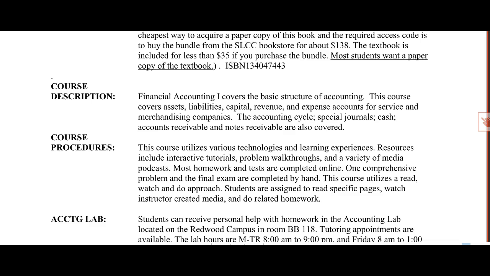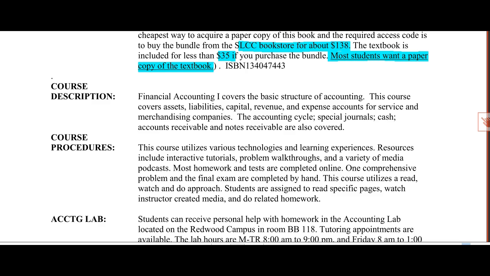Let me page down. I think the cheapest way to get it is to buy the bundle from the bookstore. You can get the book and the accounting access code for around $138. That makes the book about $35 if you purchase it in the bundle. The access code's right around $100. I want to tell you, most students want a paper copy of the textbook for testing purposes, so if I were you, I'd get one right off.